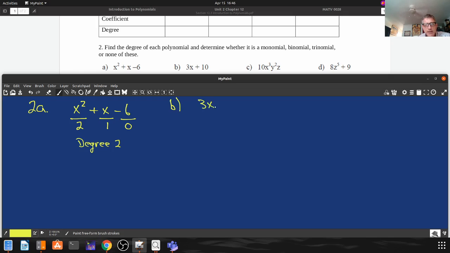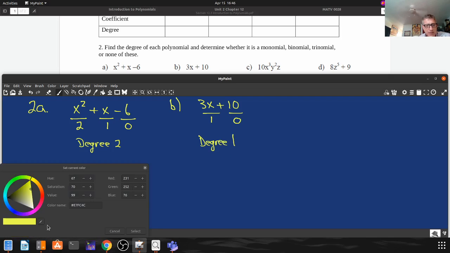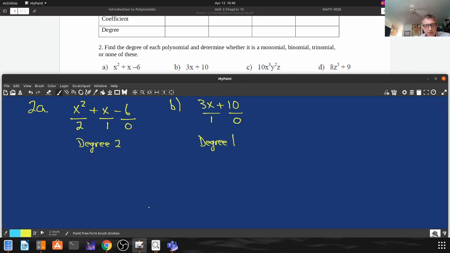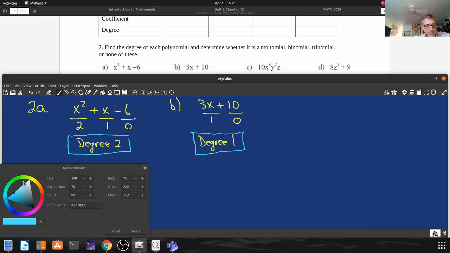Now let's look at b. 3x plus 10, again a polynomial. So the first 3x term has degree 1, that's a variable term, and the constant term has degree 0. So this is a degree 1 polynomial. And these two right here are going to play very important roles in the remainder of this course. Degree 1 and degree 2 polynomials.